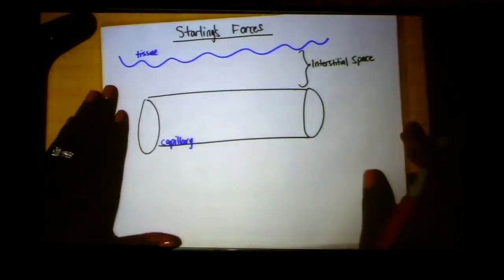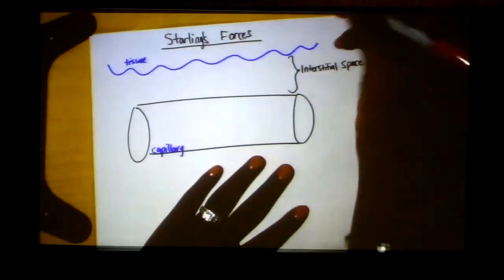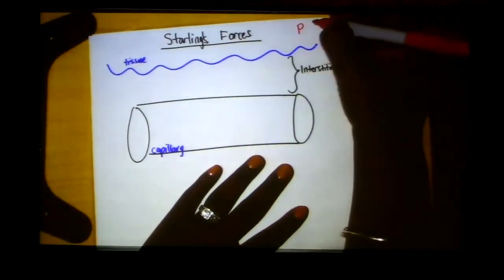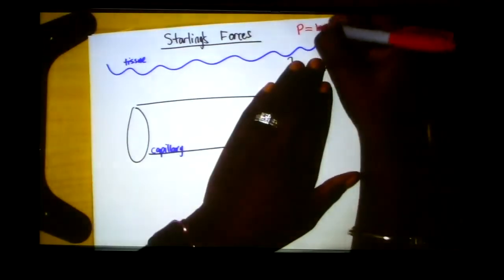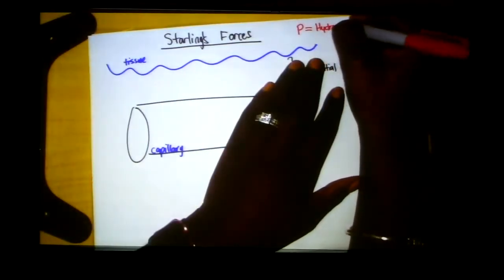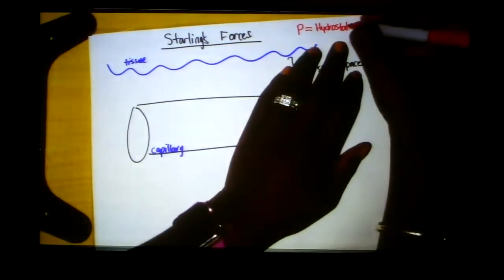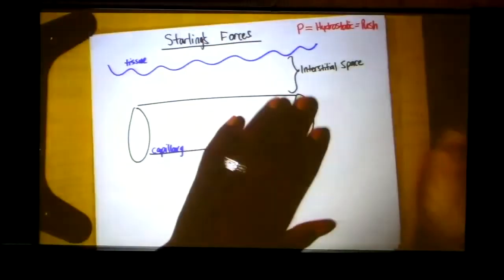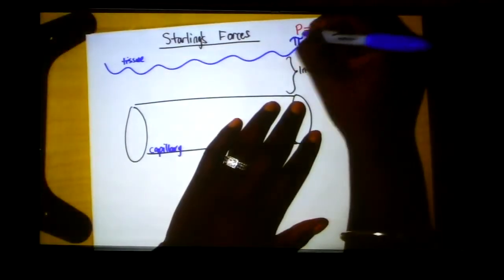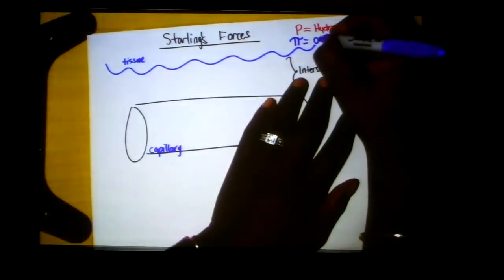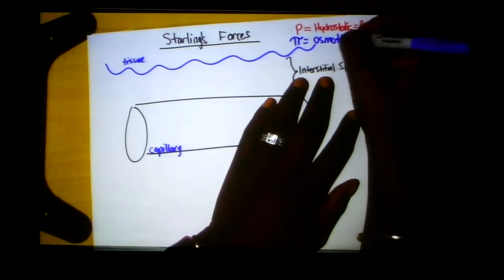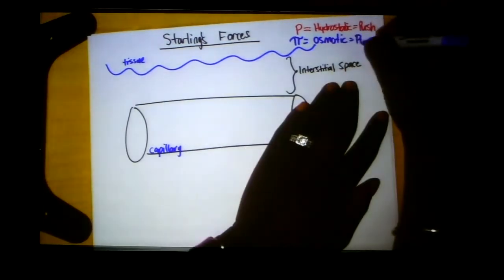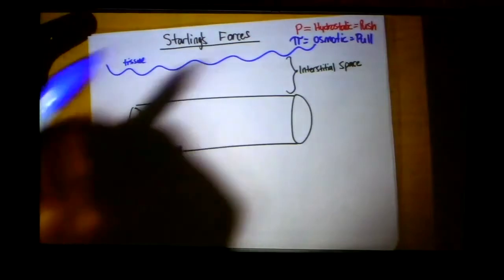And in the corner here, I'm going to put a key that describes our relevant forces. So P is going to represent the hydrostatic, and that is essentially a push. And pi is the symbol used to represent the osmotic, and we describe that as being a pull.